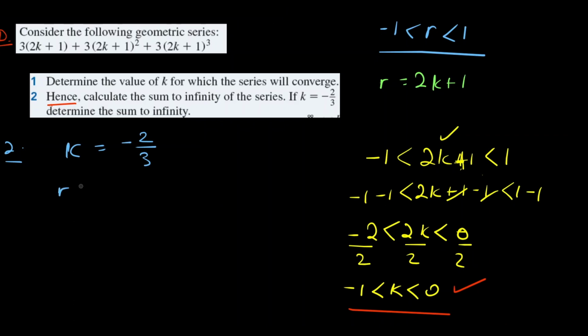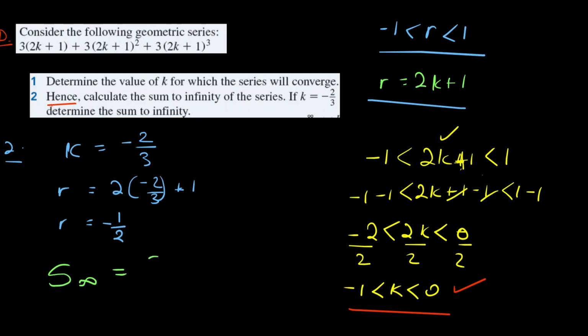So meaning that our r value will be equal to, remember our r value is 2k plus 1. We're going to substitute our k value, -2 over 3, plus 1. And we need to calculate what our r value is, so we can start working with it. We see that our r value is -1 over 2, and we just apply that to the sum to infinity formula, which is equal to a over 1 minus r.